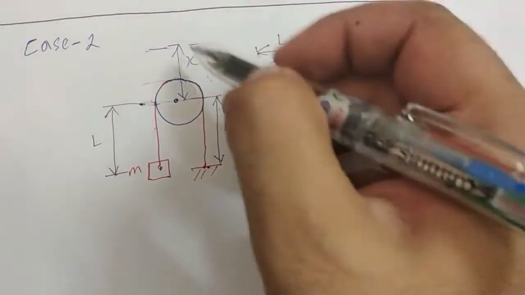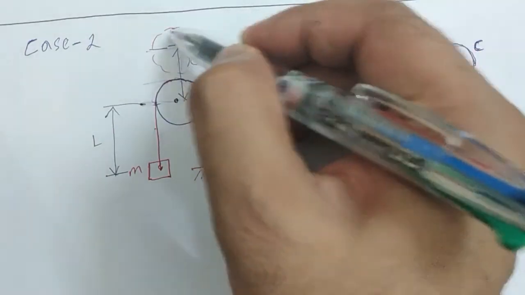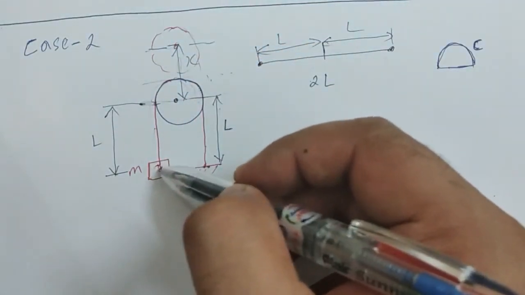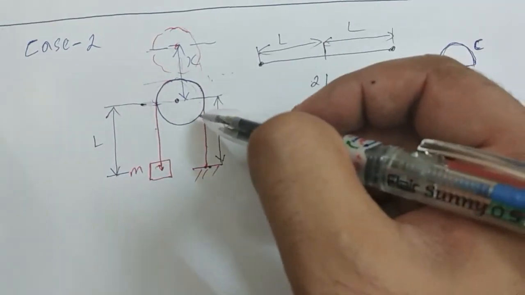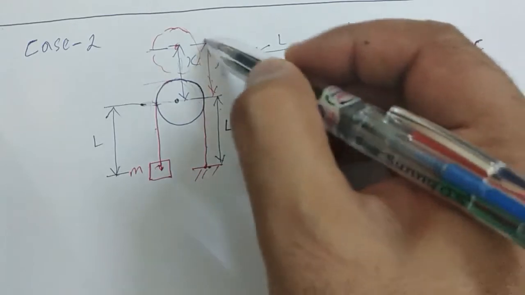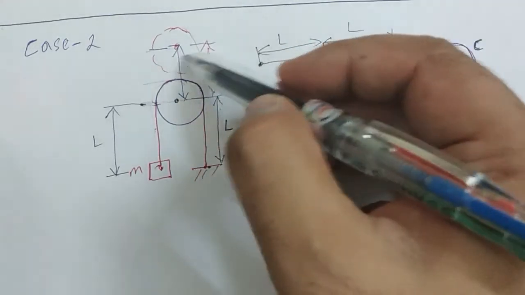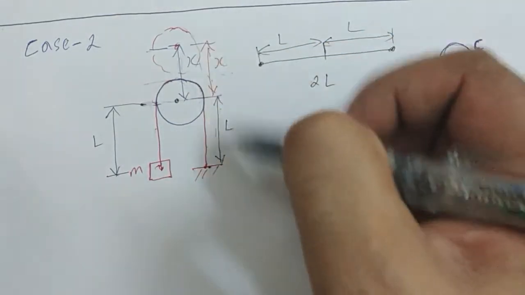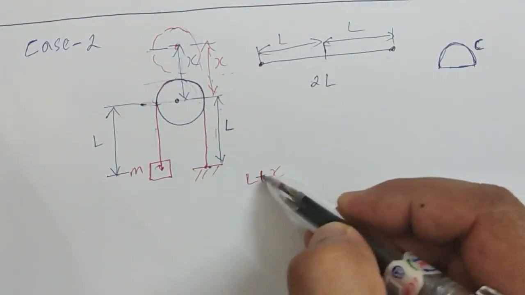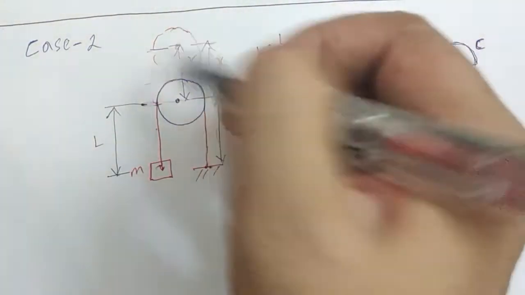We can obviously say that this end of the string will rise, and also at this side of the end x amount of string will get added, such that now the length of this side of the string is L plus x.